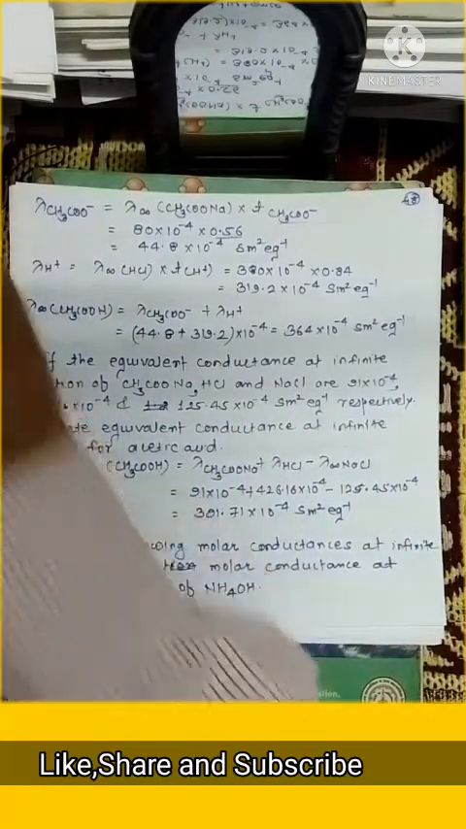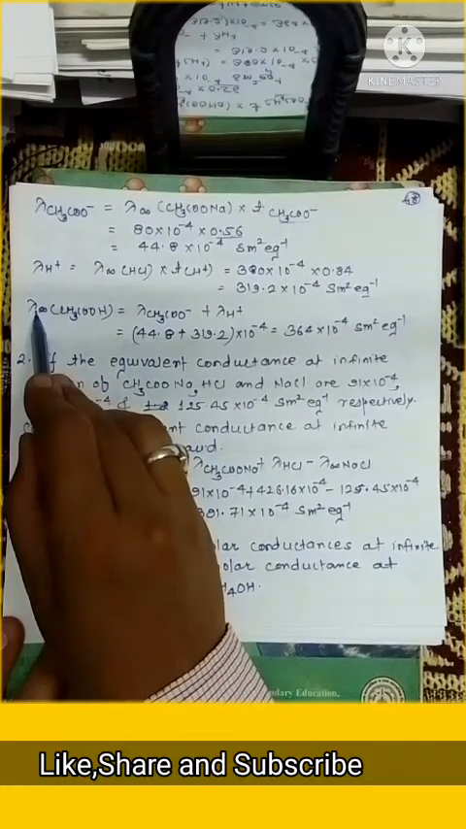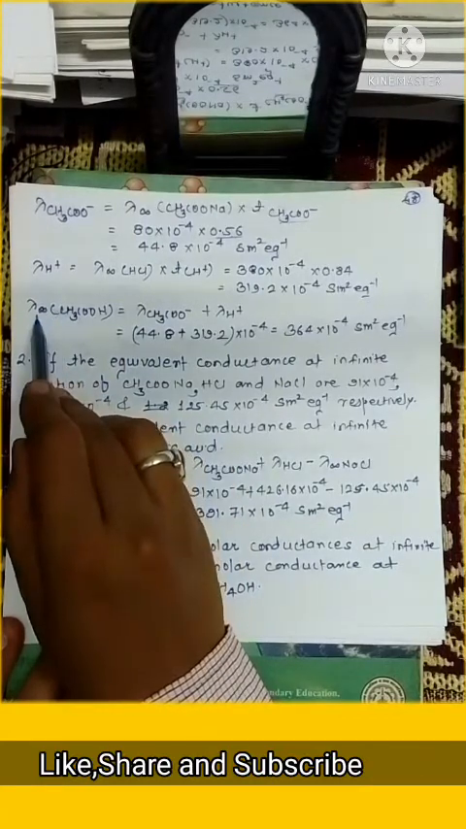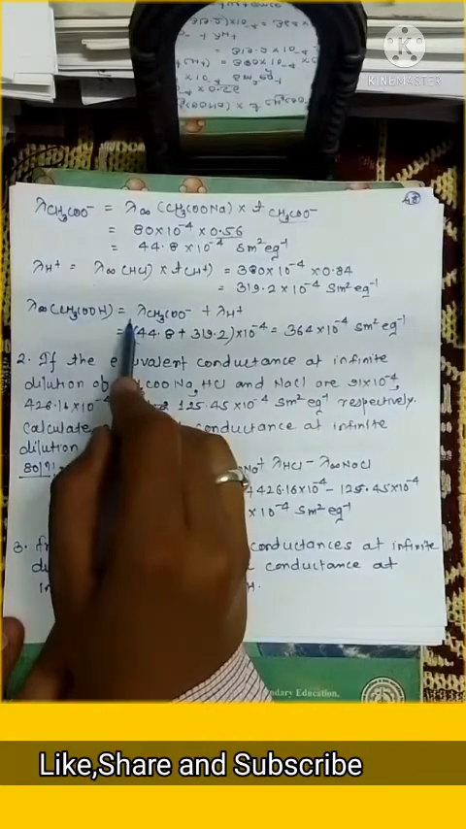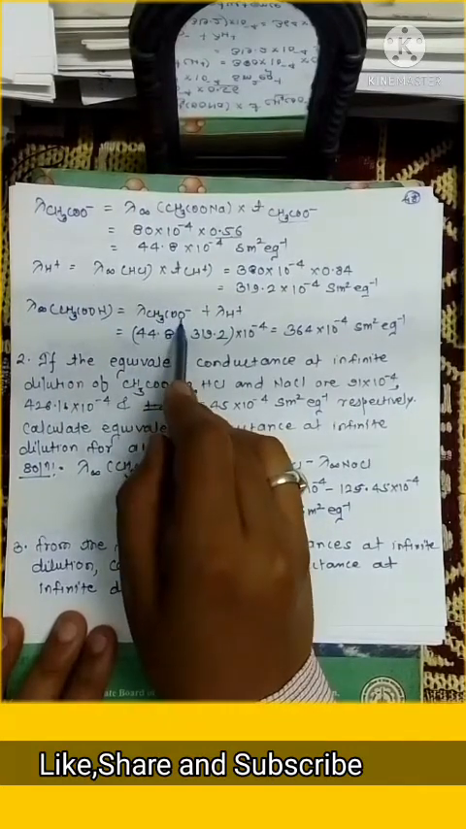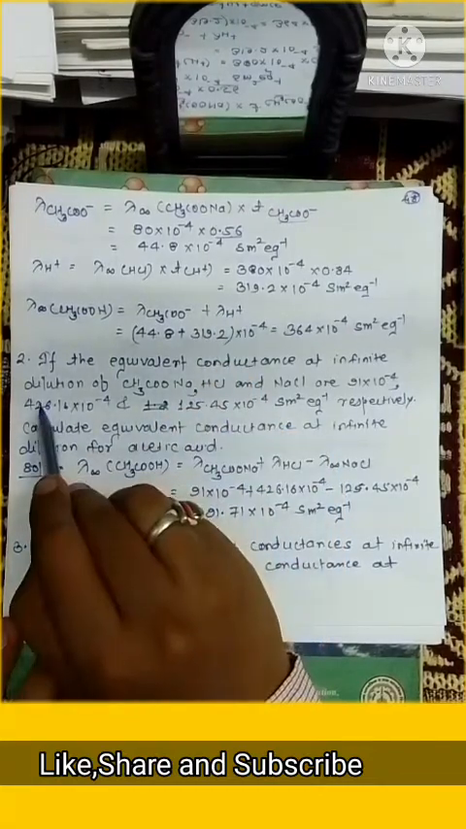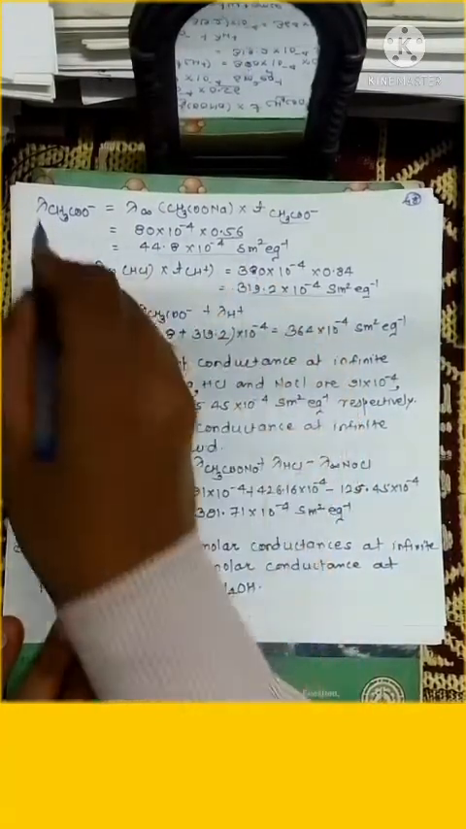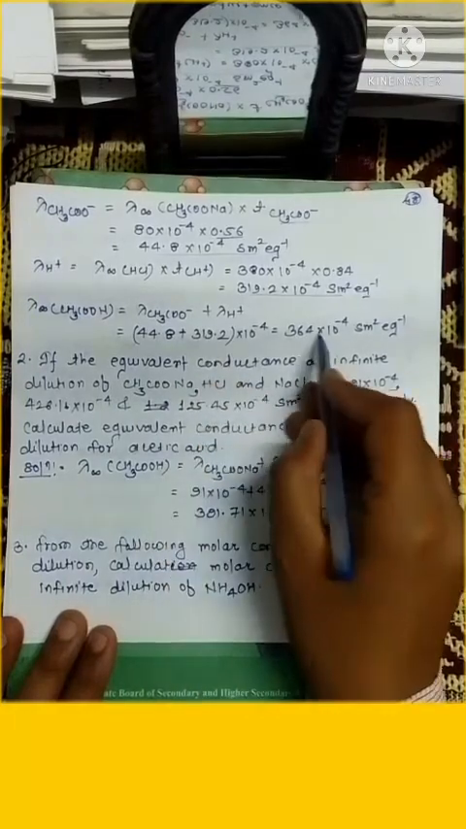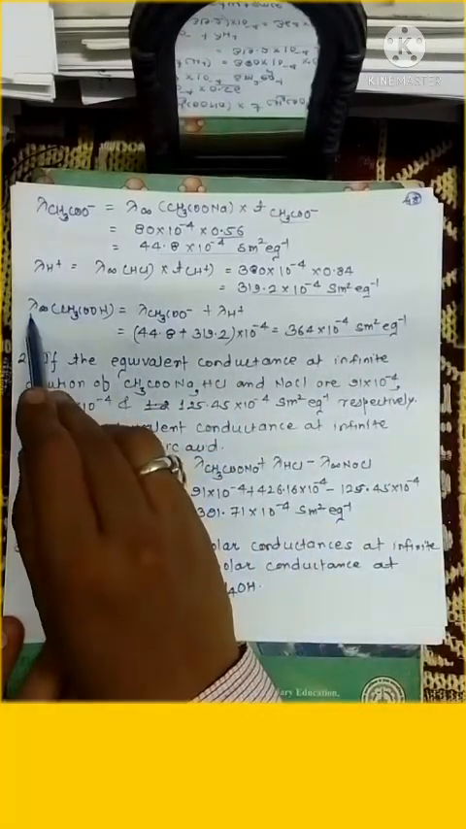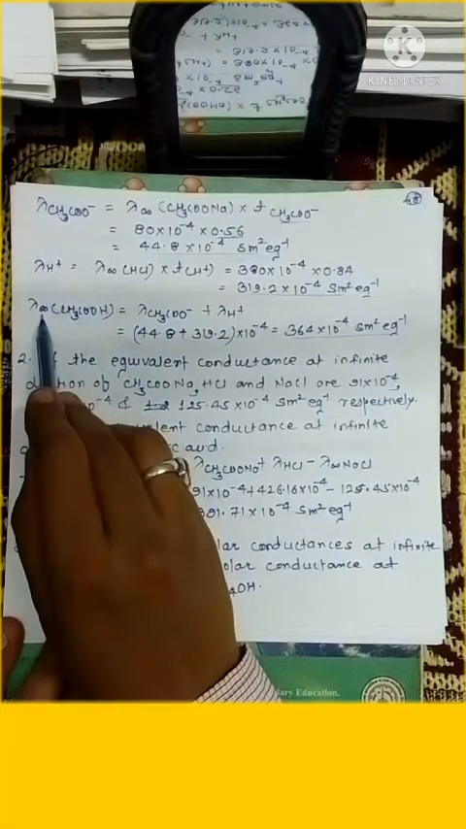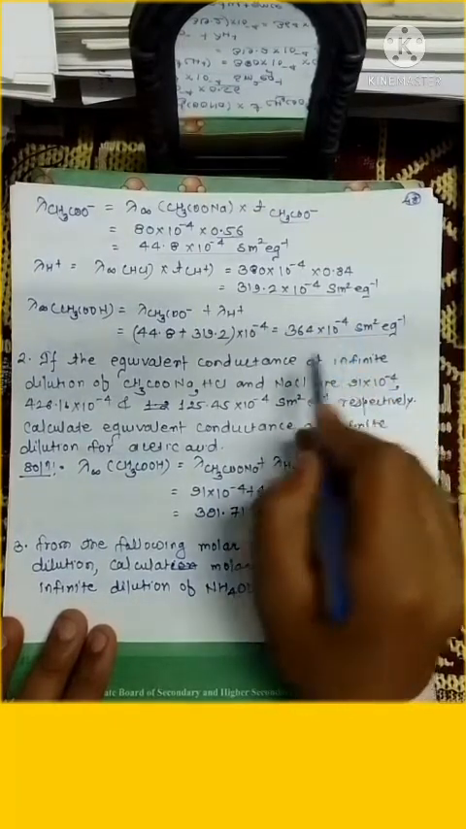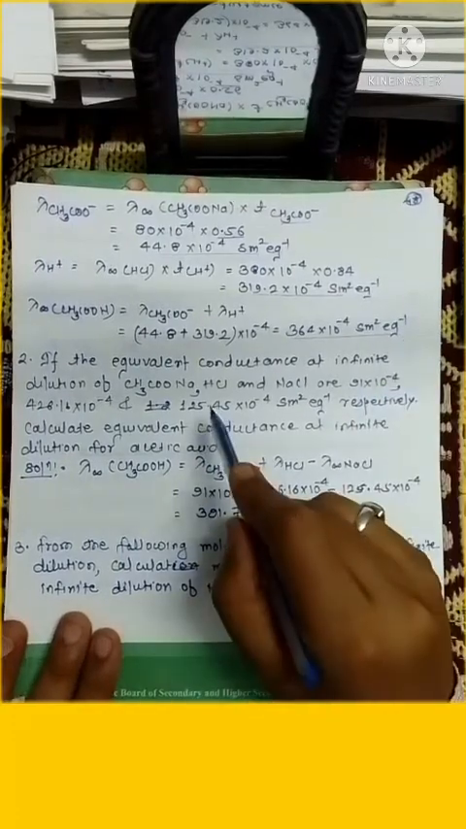And we have to calculate lambda infinity, that is equivalent conductance for acetic acid at infinite dilution. So according to Kohlrausch law, lambda infinity for CH3COOH is equal to lambda CH3COO minus plus lambda H plus. Both the values are already calculated. Just put those values here and we come up with the equivalent conductance for acetic acid at infinite dilution equal to 364 multiplied by 10 raised to the power minus 4 Siemens meter square per equivalent.